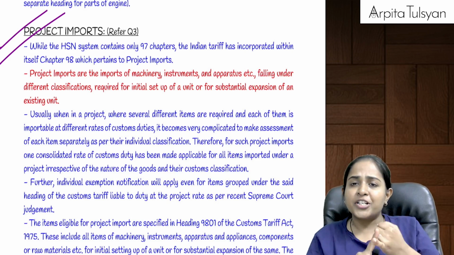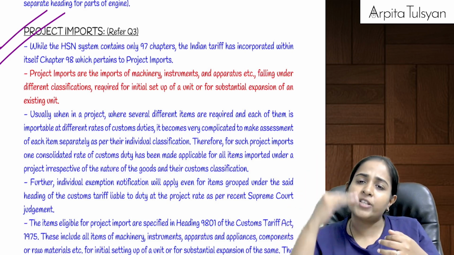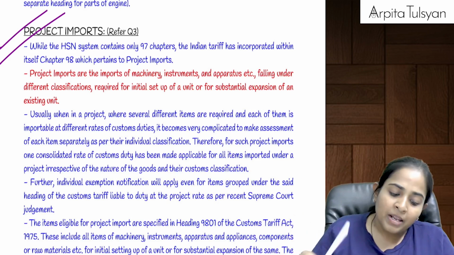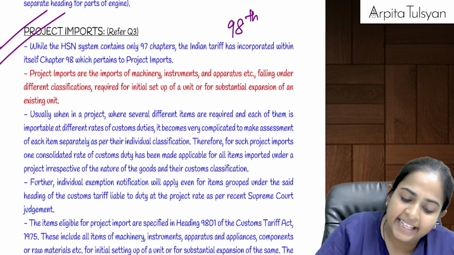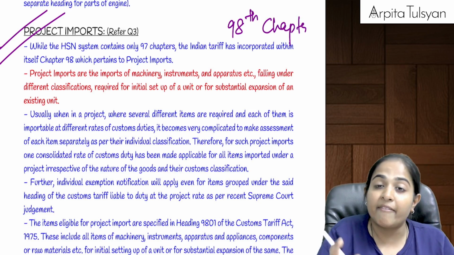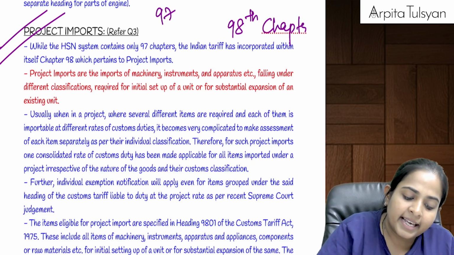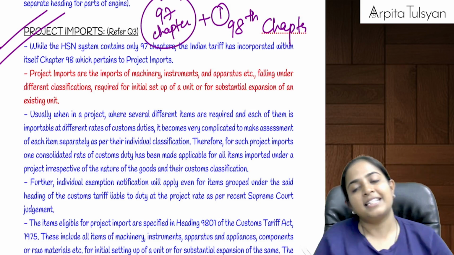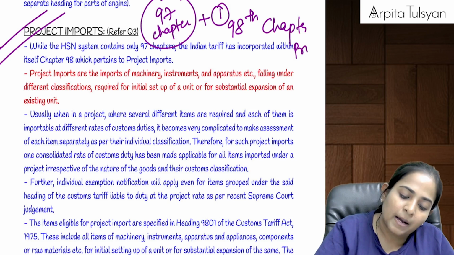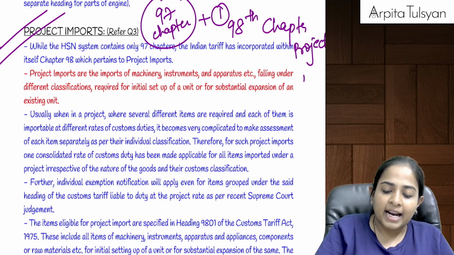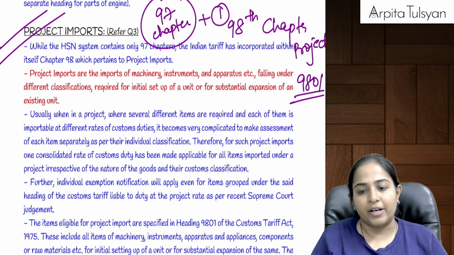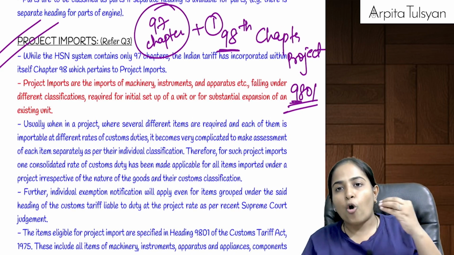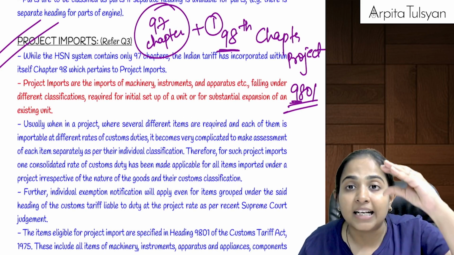Now, that machinery, instrument, apparatus, can we say those are classifiable under different heads? So, government said that don't worry, we will introduce a 98th chapter. Remember, I had told you 97 plus 1. So universally there are 97 chapters, but Indian tariff has introduced one more chapter, that is the 98th chapter, which talks about project imports. For that a heading 9801 is given, under which all the project imports are taxable at a consolidated rate.